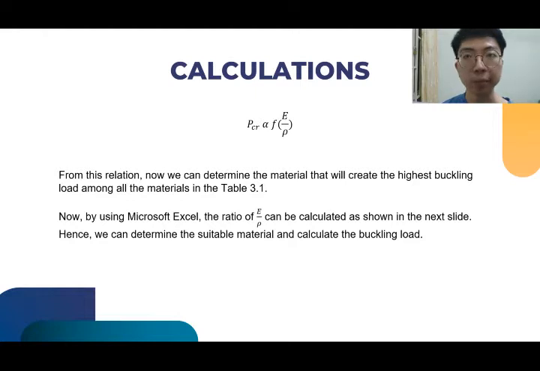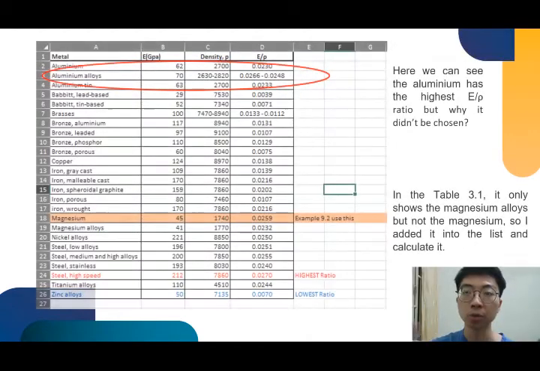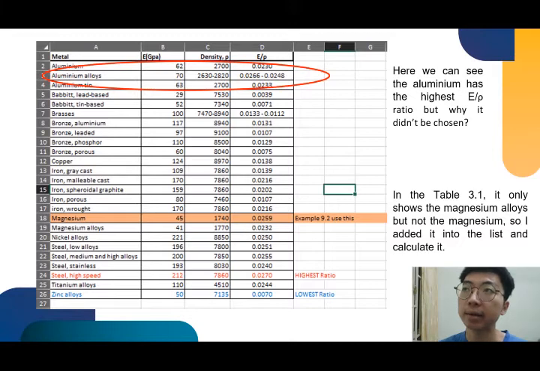Now we can determine the material that will create the highest buckling load among all the materials in Table 3.1. I will use Microsoft Excel to calculate the ratio of E over rho, and then we can determine which material to use to calculate the buckling load. So this is the table. First, we can realize that the aluminum alloys actually have been given a range of density, so it is quite difficult for us to determine the ratio. On the next slide, I will Google the info about the aluminum alloys and then calculate the ratio.